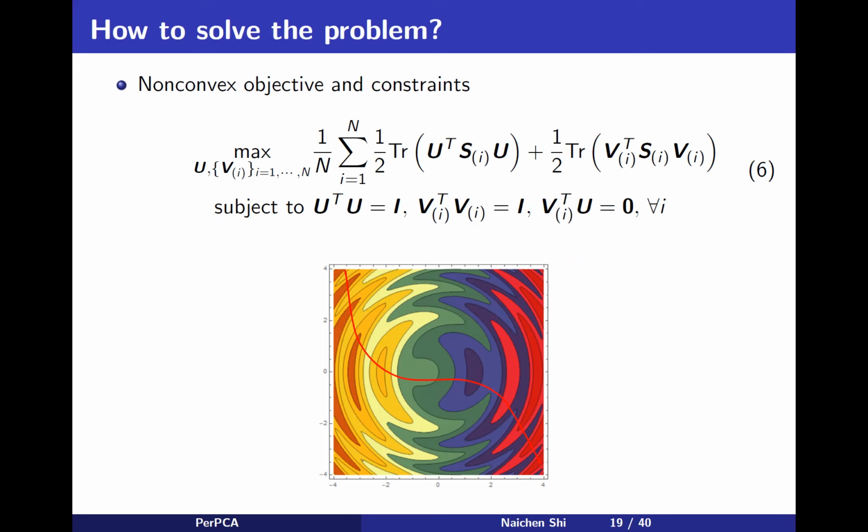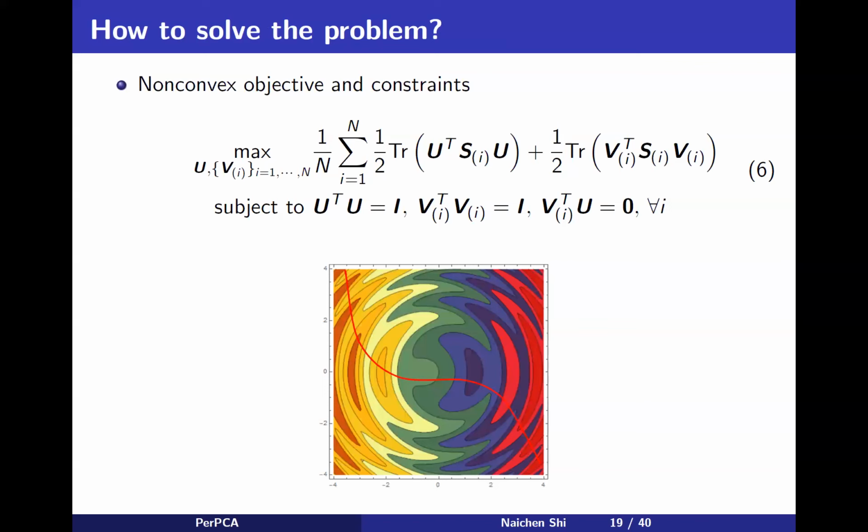Now it comes to solving the problem, because our statistical upper bound requires us to obtain the optimal solution to this constrained optimization problem. But if you look at it, the objective in the minimization form is non-convex, and the constraints are also non-convex. So we're dealing with a constrained optimization problem with non-convex objective and non-convex constraints.